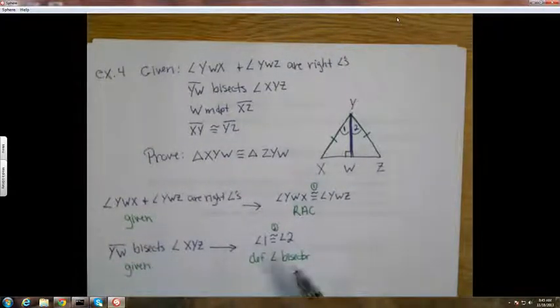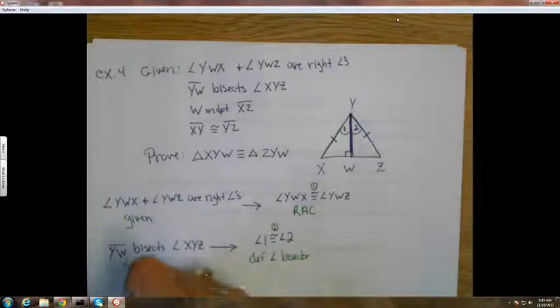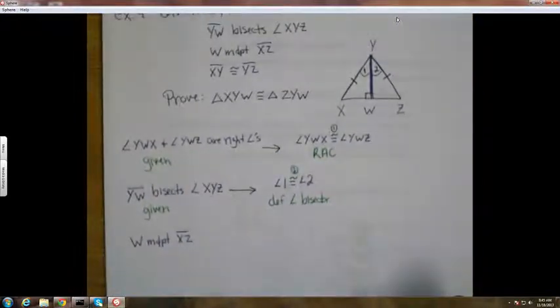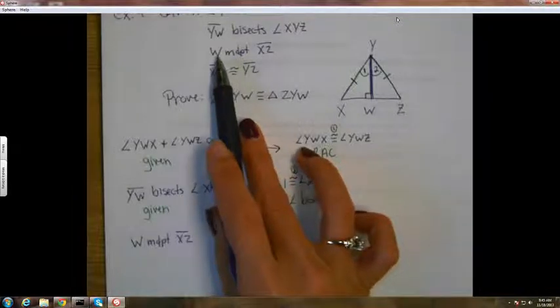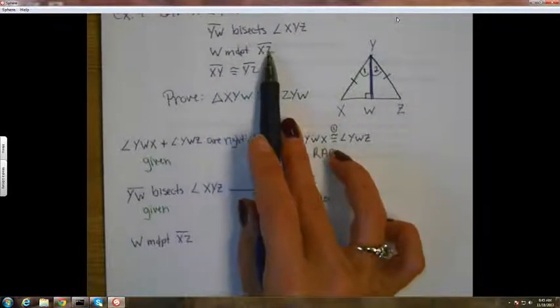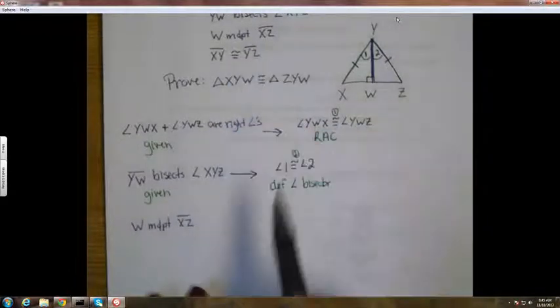Cheyenne, get ready for this one. Next part of the given. W is the midpoint of XZ. Scooching, not down. So I'm going with the next given. It's right at the top of the board there. W is the midpoint of XZ. I'm using this one here. That's given.